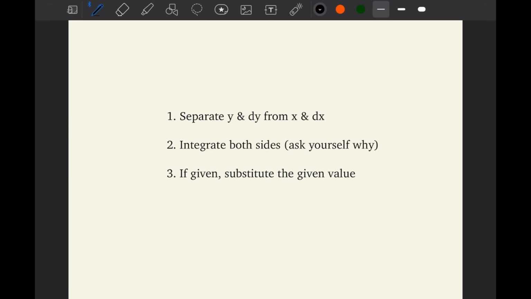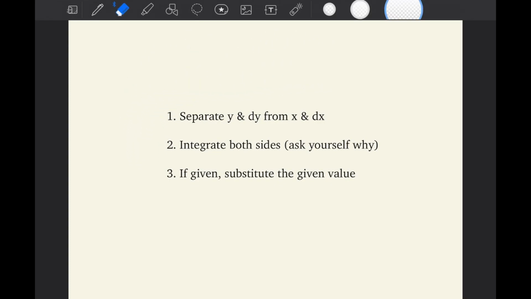And I want you to ask the question of why you might want to do that. Well, if you remember, an integral is just an antiderivative. So if you integrate the derivative of the function, you're going to get your initial function. Say you have f prime of x, and you integrate that, that's just going to give you f of x. And then lastly, if we have a value that's given to us, so if the solution passes through a point A, B, we substitute that given value to find c, and then we have a more specific solution.